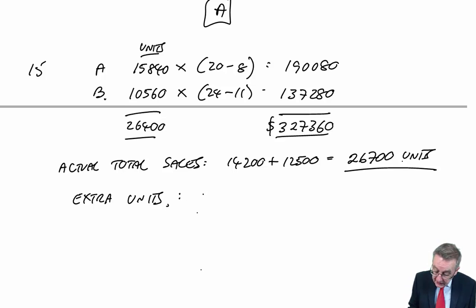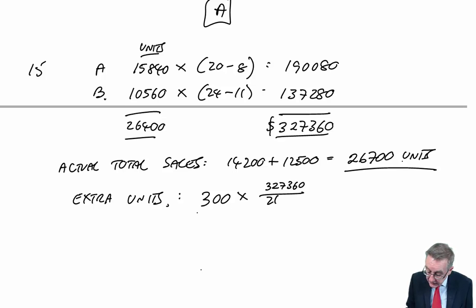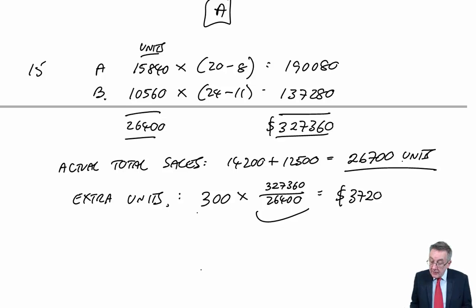26,700 minus 26,400, we sold 300 extra. And if we'd kept the same selling price, the same mix, each unit would have generated a contribution on budget of 327,360 for 26,400 units. That is the average contribution per unit if we kept the same mix, the same price. And so selling an extra 300, that on its own would have generated us an extra 3,720. And because in total sales are higher, extra sales would mean more profit, it's favourable. The answer is A.